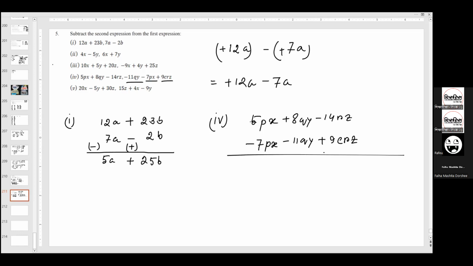Now we have to change the sign actually. The plus will be minus, the minus will be plus, and the minus will be plus. Now both are similar in sign, so they're going to be 12px. These are similar in sign. This is going to be 19qy, and this is similar in sign, so this is going to be minus 23.